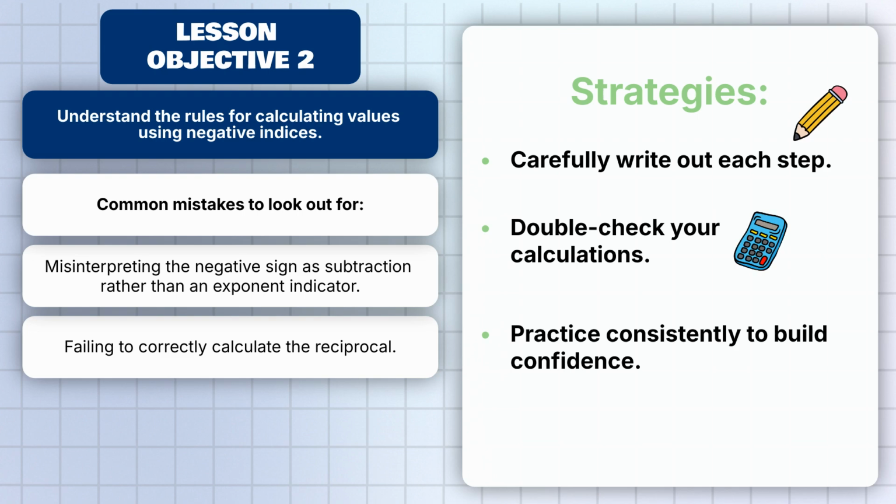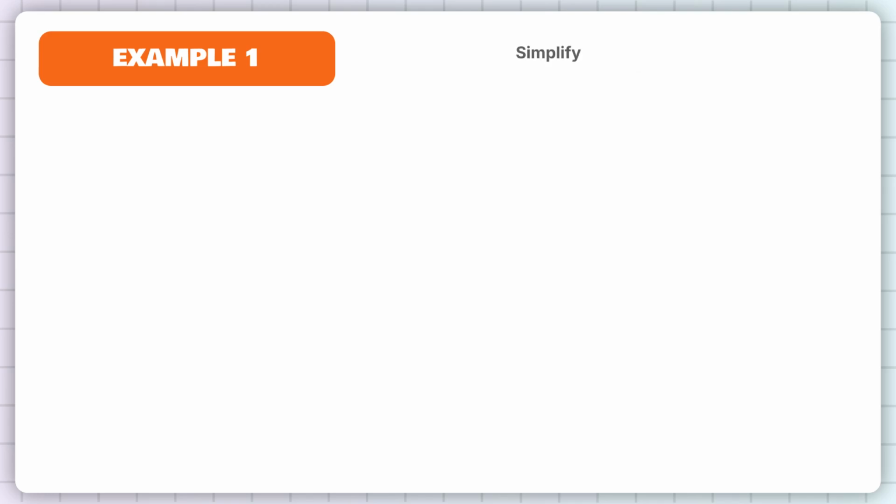Let's dive into some walkthrough examples to see how we can tackle GCSE level questions involving negative indices. Let's look at an example. Simplify 2 over 3 to the power of minus 2. Pause the video here and try this out.